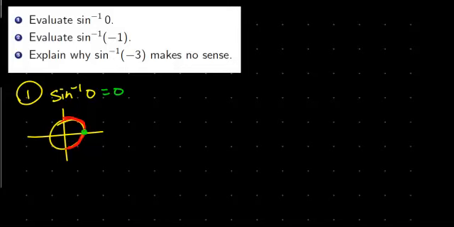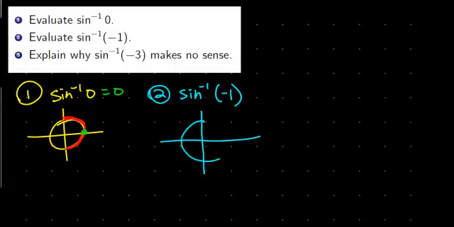Number 2: the inverse sine of negative 1. Let's make a circle. For inverse sine, I'm always on this piece over here. And where is my y coordinate at negative 1? That is precisely right there. So that is going to equal negative pi over 2.